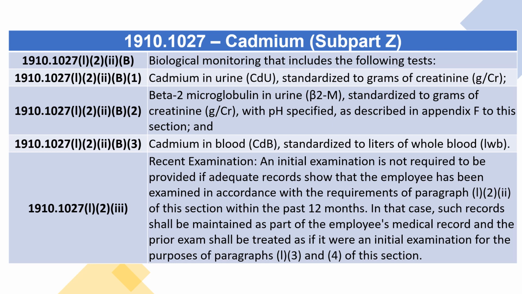1910.1027(l)(2)(iii) Recent examination. An initial examination is not required to be provided if adequate records show that the employee has been examined in accordance with the requirements of paragraph (l)(2) of this section within the past 12 months. In that case, such record shall be maintained as part of the employee's medical record, and the prior exam shall be treated as if it were an initial examination for the purposes of paragraphs (l)(3) and (4) of this section.